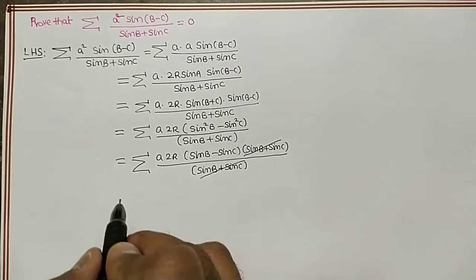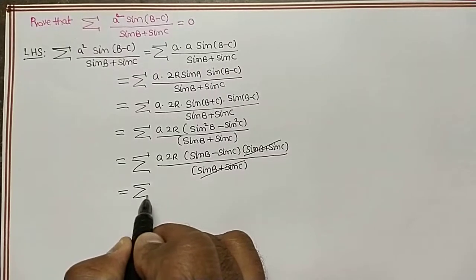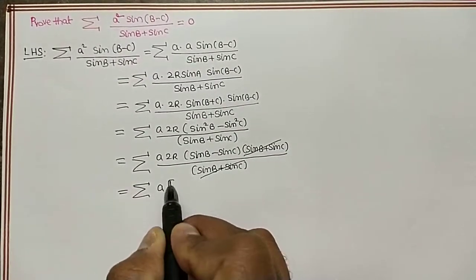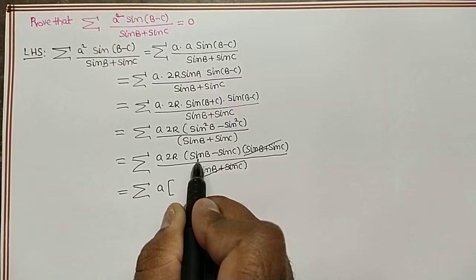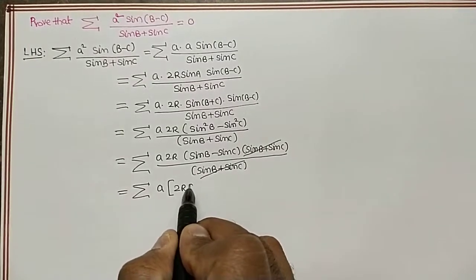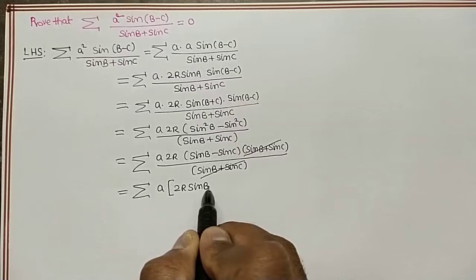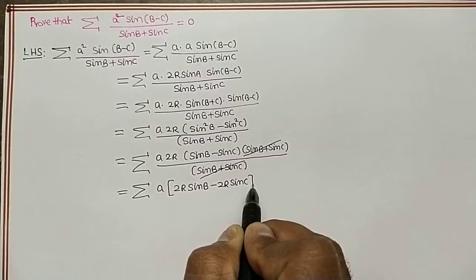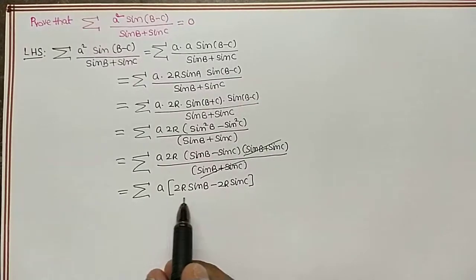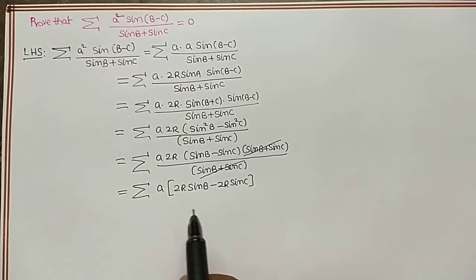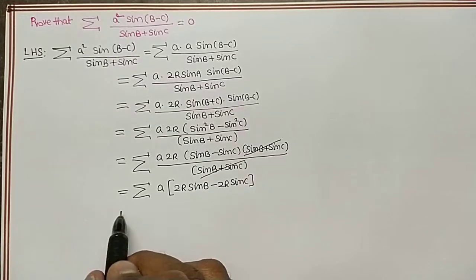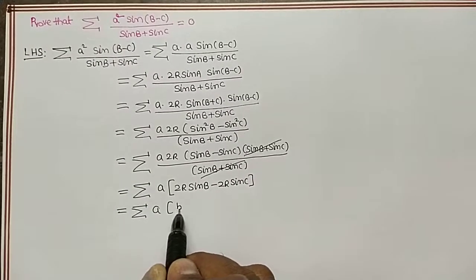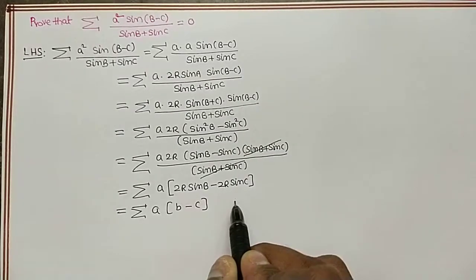The rest of the terms we can write as a into, 2r we can take into the bracket. So 2r sin b minus 2r sin c. We know that from sin rule, 2r sin b is small b, 2r sin c is small c. So which is equal to small sigma a into b minus c from sin rule.